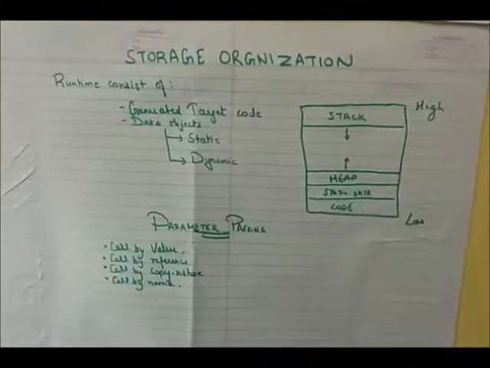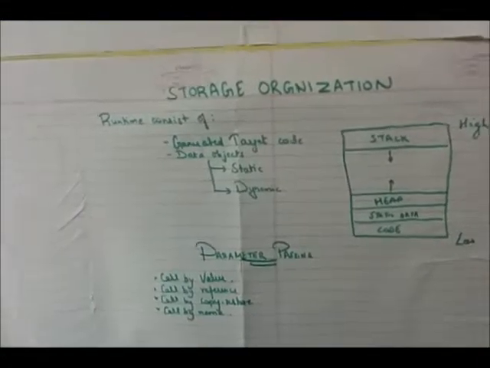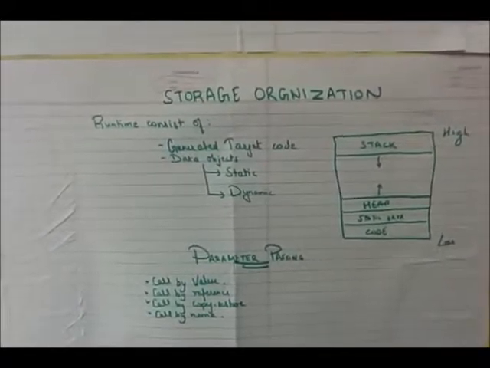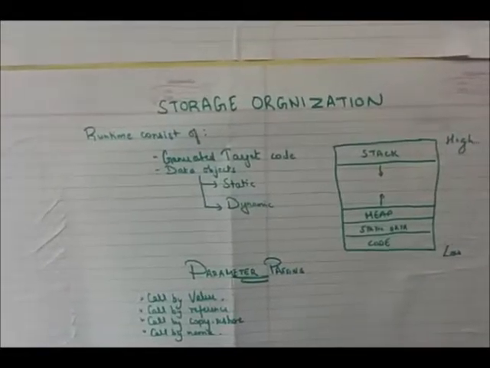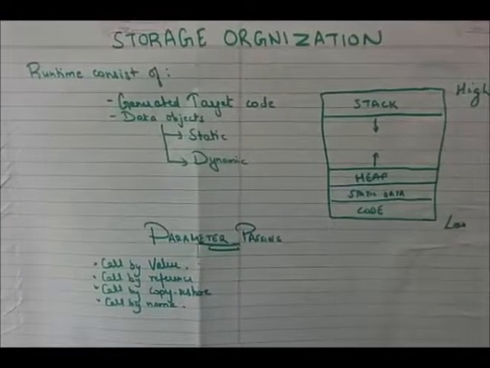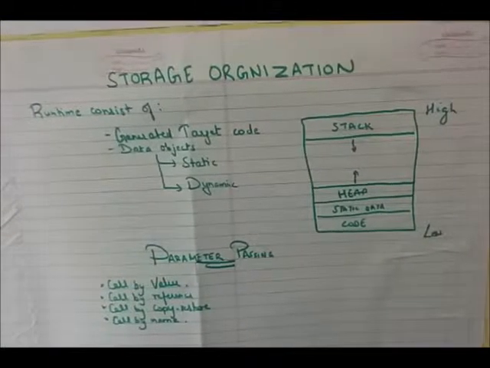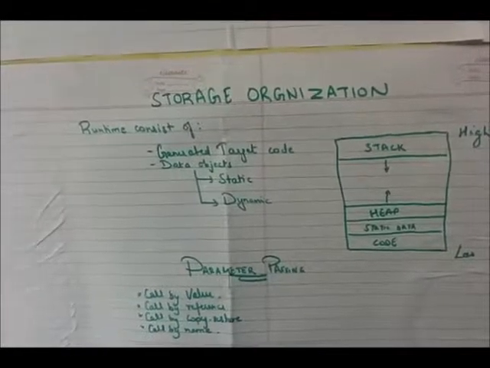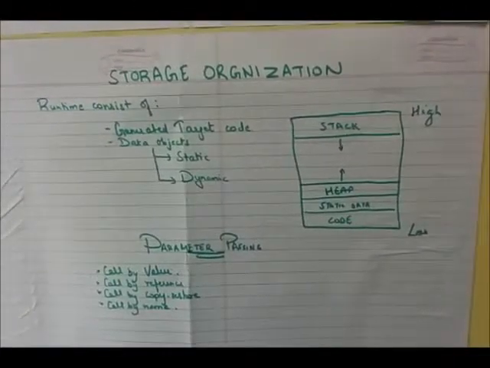So next we come to activation records. Activation records store the info needed to execute a procedure. An AR is pushed when a procedure is called and popped when it returns. An AR typically contains local data, machine status, actual parameters, return values, and storage allocation strategies.